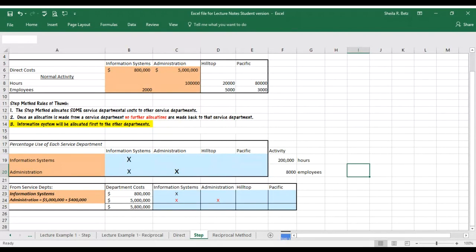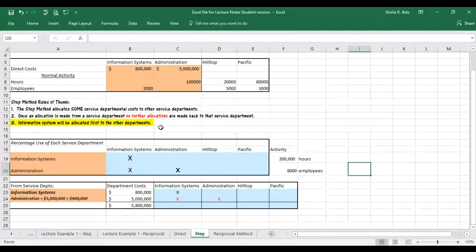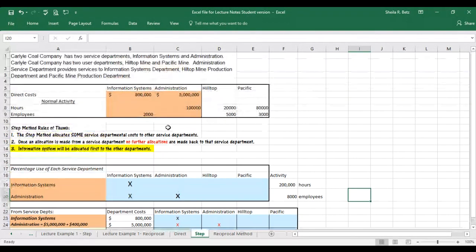Hello, next we are going to do the STEP method. So we're dealing with the same problem: information systems, administration, two service departments, Hilltop and Pacific producing departments. With the STEP method, it has a little bit of a funky twist to it.